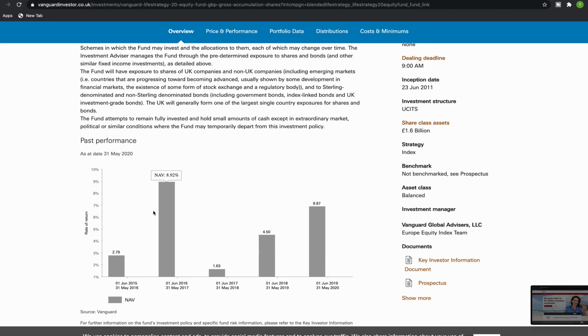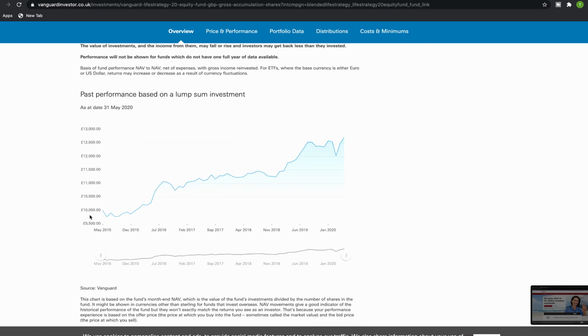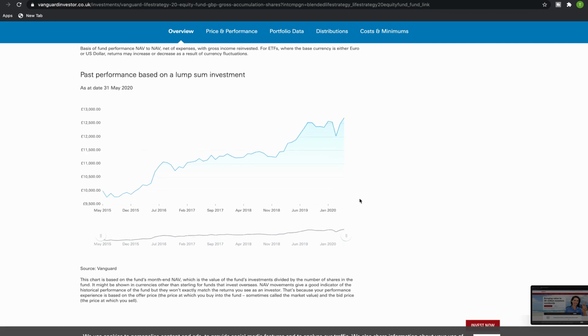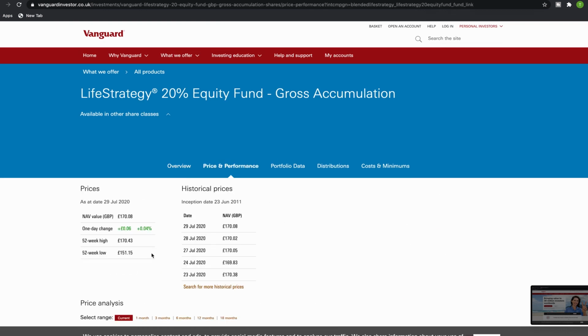So it tells you the percentage net asset value for each of these time frames, right? So again, if you had invested £10,000 as of May 2015, as of somewhere around today, or as of May 2020, your £10,000 will now be £12,706. Again, so these are the things that you can find out here. If I scroll back here, price and performance, it gives you the date.